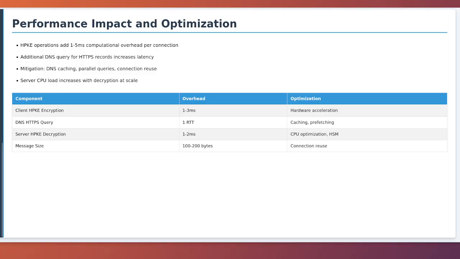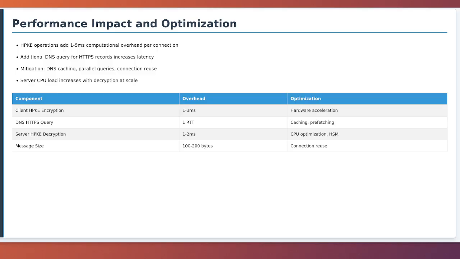Message size increases slightly with ECH because the outer client hello must contain both the encrypted inner client hello and additional framing. The encrypted payload is larger than the plaintext would have been due to AEAD authentication tags and HPKE encapsulated keys. Typical overhead is 100 to 200 bytes, which is generally acceptable but can matter for connection establishment over high latency or bandwidth-constrained links. Optimization strategies include connection reuse through HTTP/2 or HTTP/3, where the ECH overhead is amortized across many requests within a single connection.